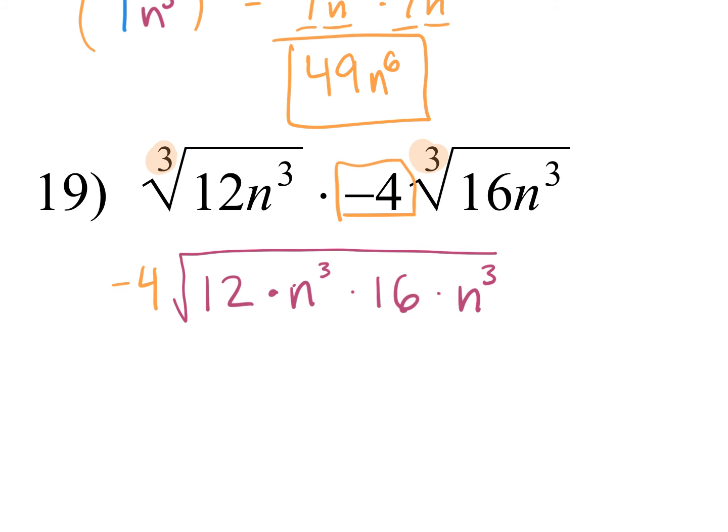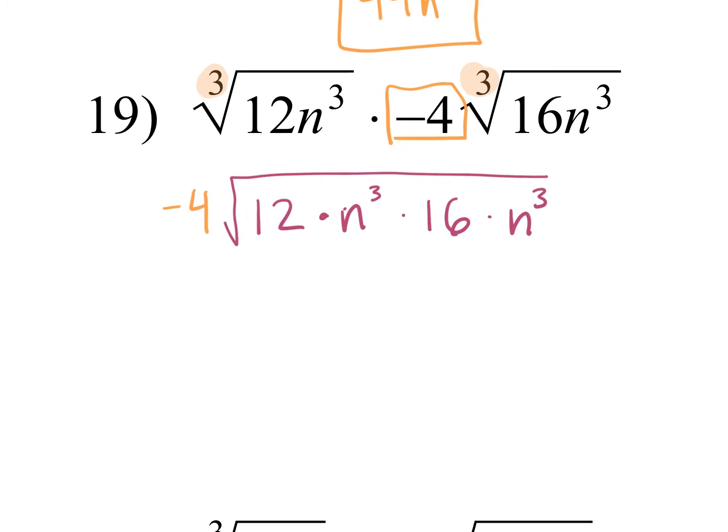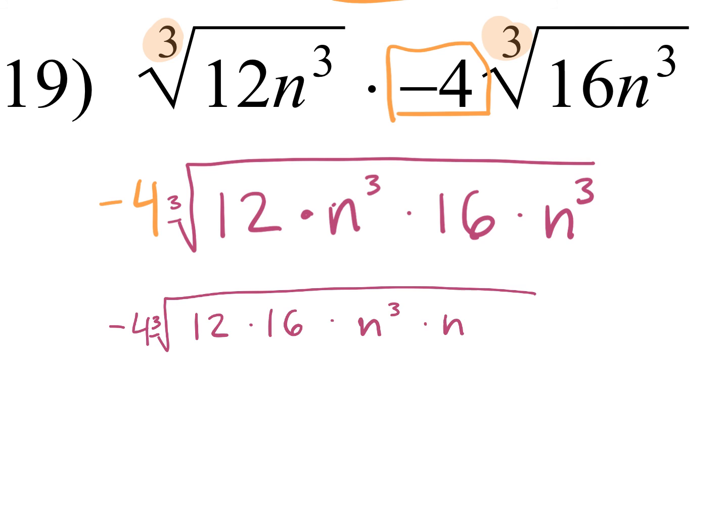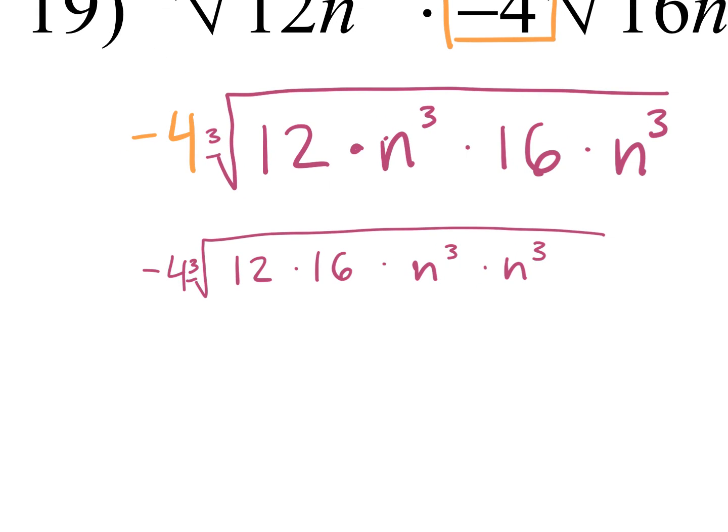So I'm just going to work with my numbers first and then do the n's after. So I'm actually going to rewrite this. Keep that -4 where it is. And then I have 12 times 16 times n cubed times n cubed. I just want to rewrite it so I have all my numbers together, I can work with those, and all my variables together, I can work with those after. What should I do from here?